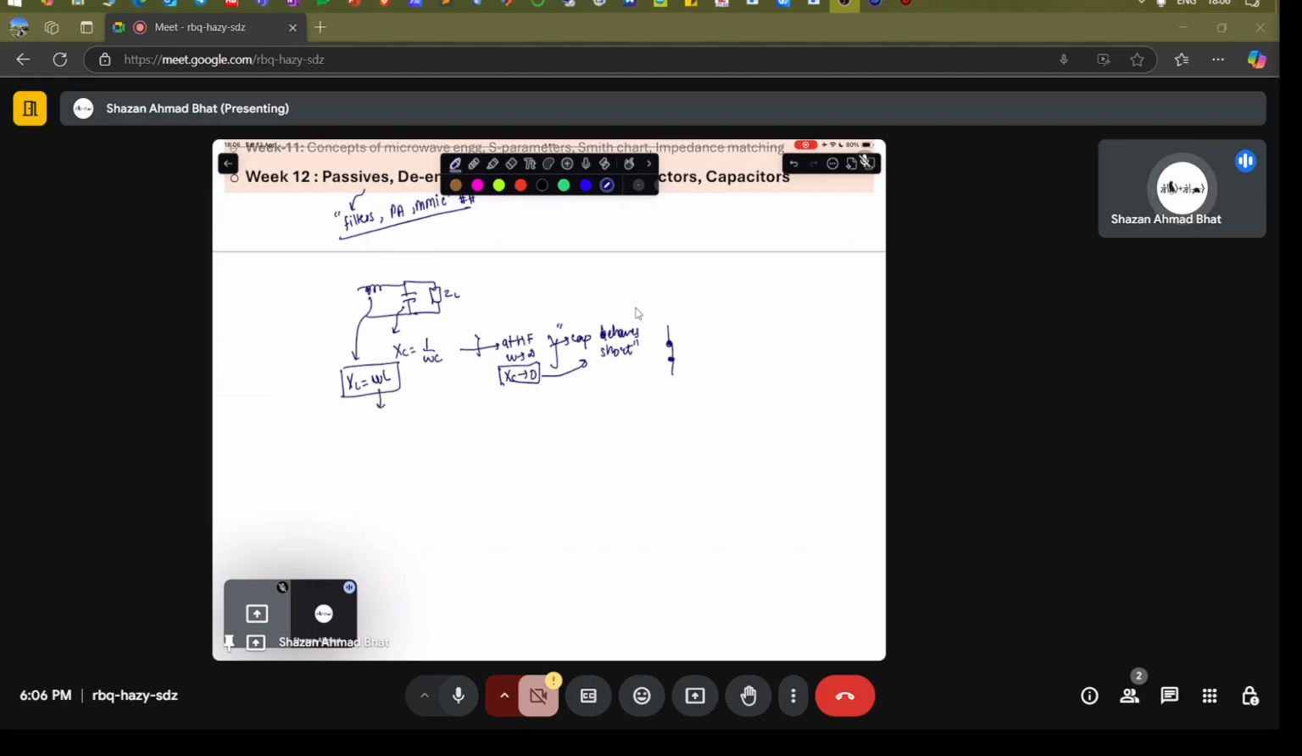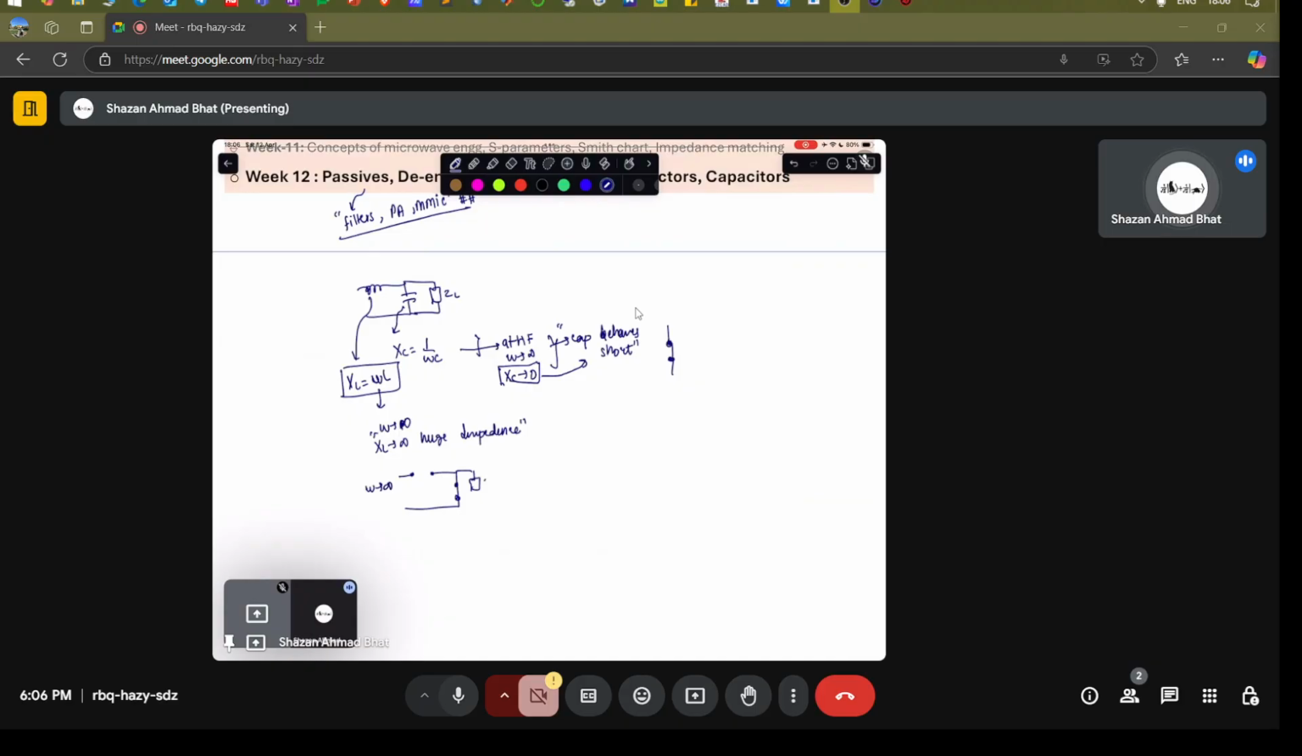Similarly, for an inductor, if omega tends to infinity, XL tends to infinity. That means there is a huge impedance offered by the inductor, so the inductor will behave like an open circuit at that particular frequency. If omega tends to 0, it will behave as a short.